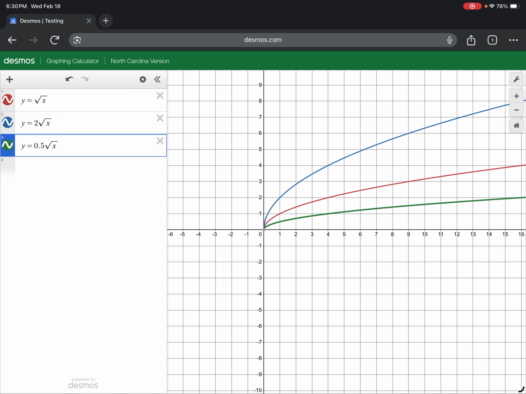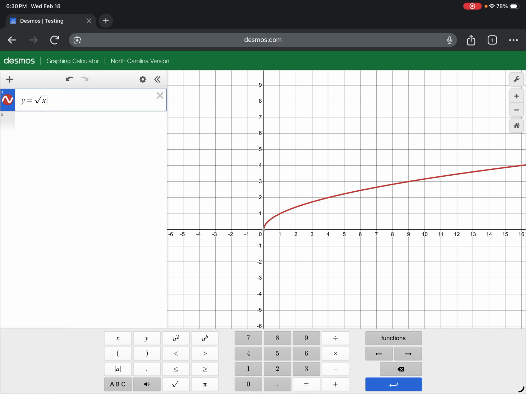Now, the other option that we have is the negative. So if I have a negative in front of my square root, so there's my parent, and then we can see that reflection, that reflection over the x-axis, okay?